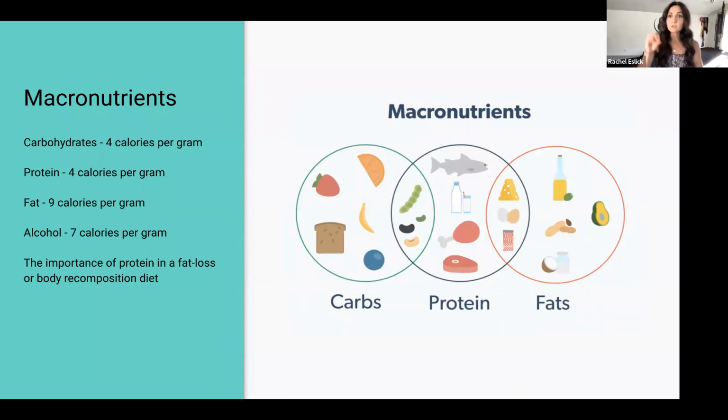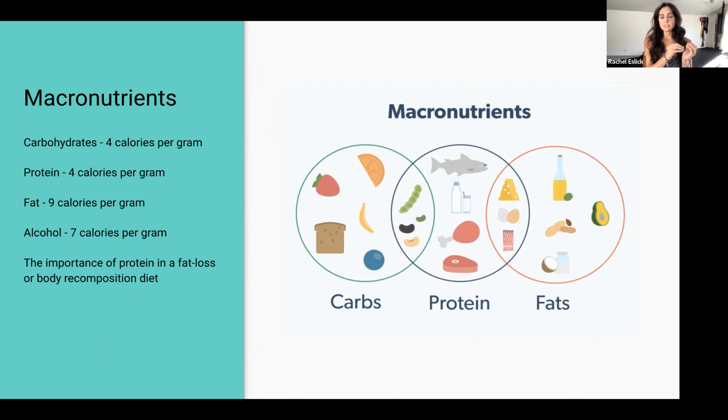A macronutrient, there's three main ones. There's carbohydrates, there's fat, and protein. Alcohol is actually its own macronutrient, but we're not going to talk a lot about that today. And I don't really talk a lot about it in my course either. But a macronutrient is either a carbohydrate, a protein, or a fat.